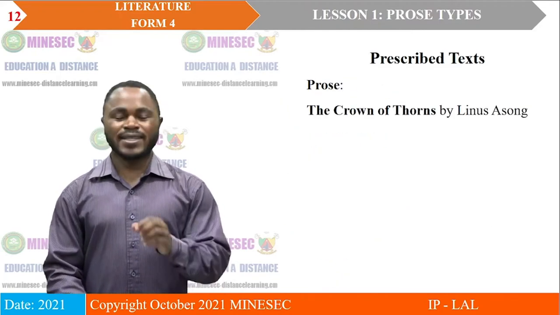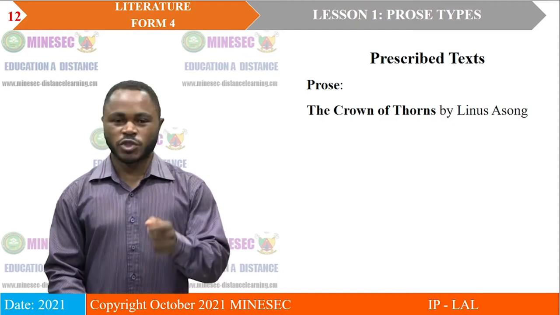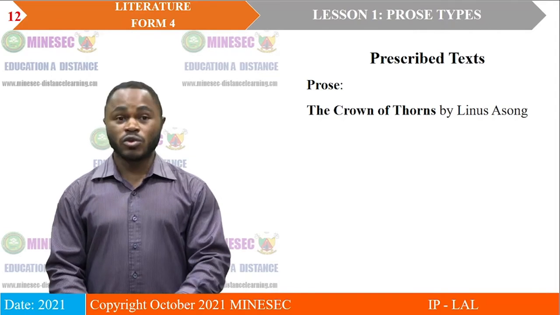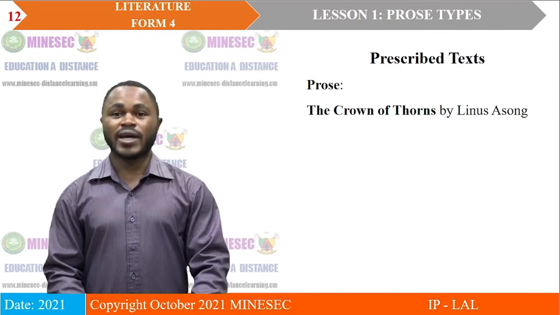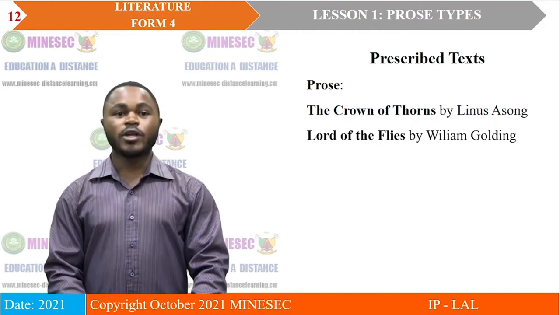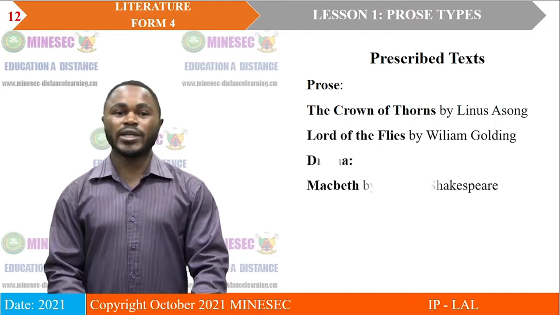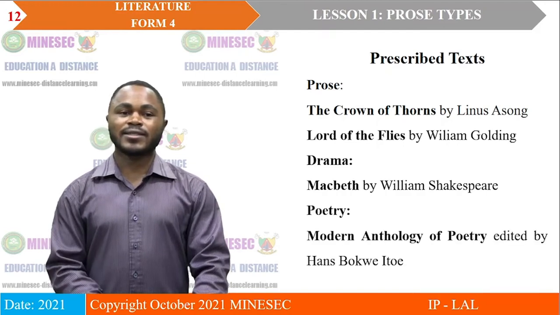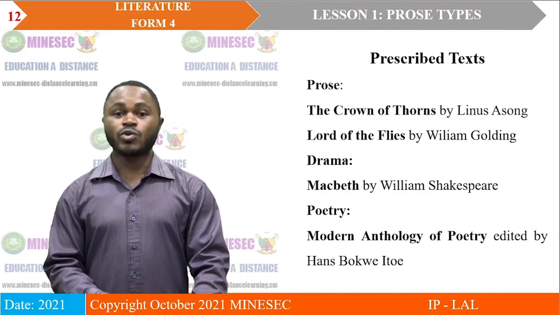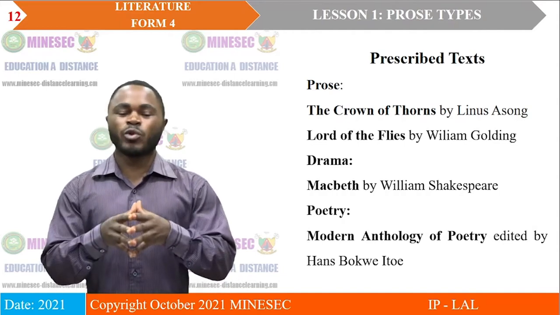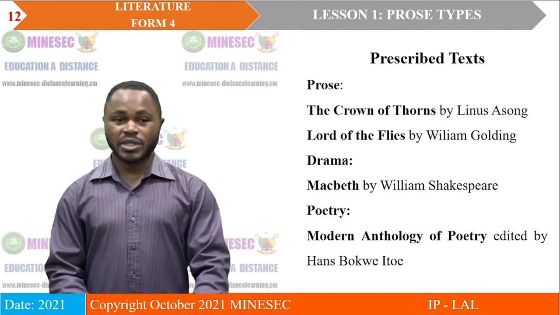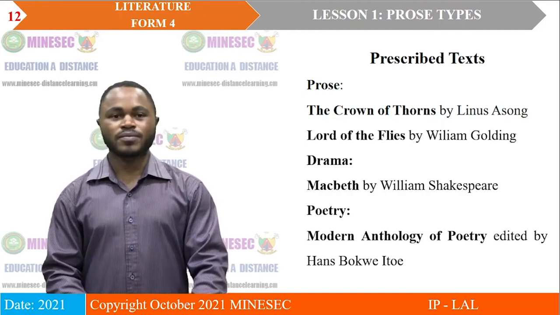So what texts then have been prescribed for study? As far as prose goes, you have two novels, the first being The Crown of Thorns by Linus Assom, and the second being Lord of the Flies by William Golding. As far as drama is concerned, you study Macbeth by William Shakespeare. And lastly, as far as poetry goes, you will be given 18 poems selected from Modern Anthology of Poetry, which is edited by Hans Bokwe Itoi.